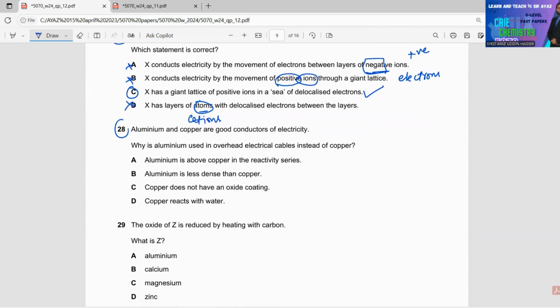MCQ number 28. Aluminium and copper are good conductors of electricity. Why is aluminium used in overhead electrical cables instead of copper? So the reason simply is that aluminium has lower density than copper, or it is lighter than copper. So B must be the right answer in this case. All the other choices are incorrect.